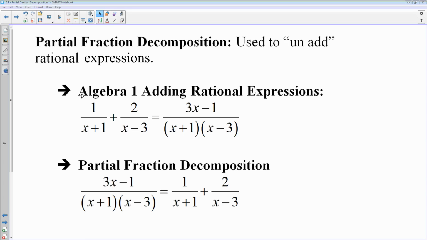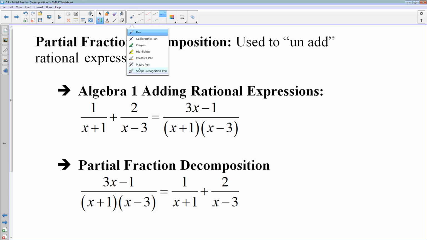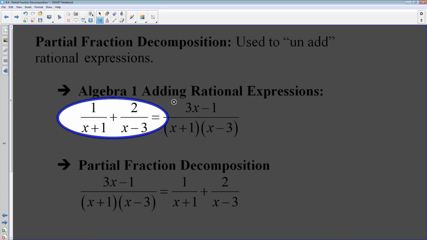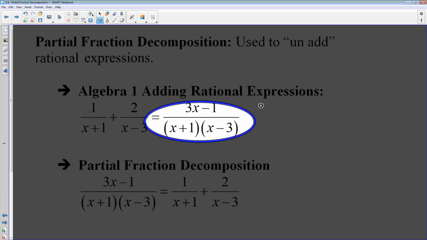And what I mean is, if you can remember way back to Algebra 1, you learned how to add rational expressions, which means you started with your original problem being, here we go, this problem right there. You were told you had to add those two together, so you'd get a common denominator. You'd multiply the one on the left by x minus 3 on top and bottom, the one on the right by x plus 1 on top and bottom, and you would add those two fractions together to create one fraction.